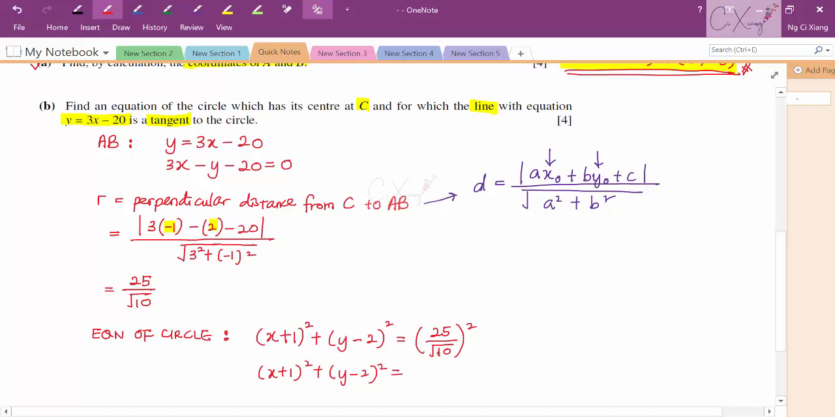When you square this value, I will have 25 squared divided by 10, and that gives 125 over 2. So this is the equation of the circle that is tangent to the line AB. All right, so this is how we solve this question.